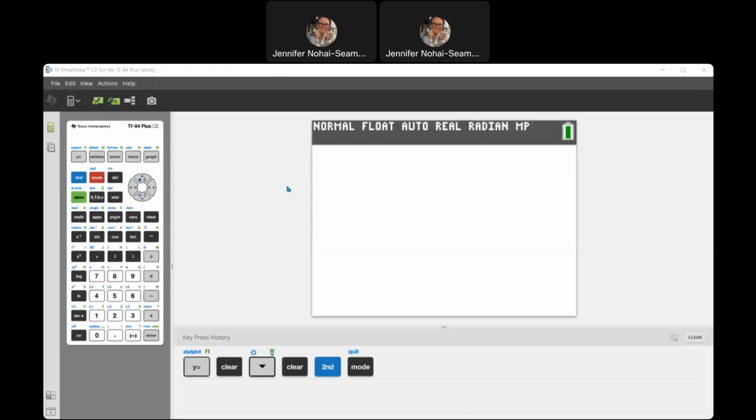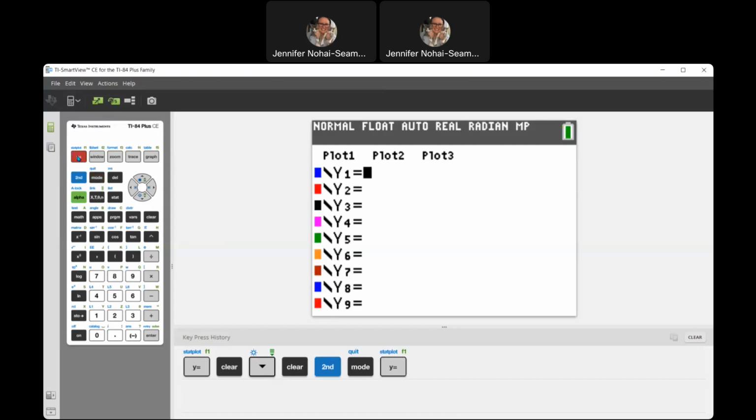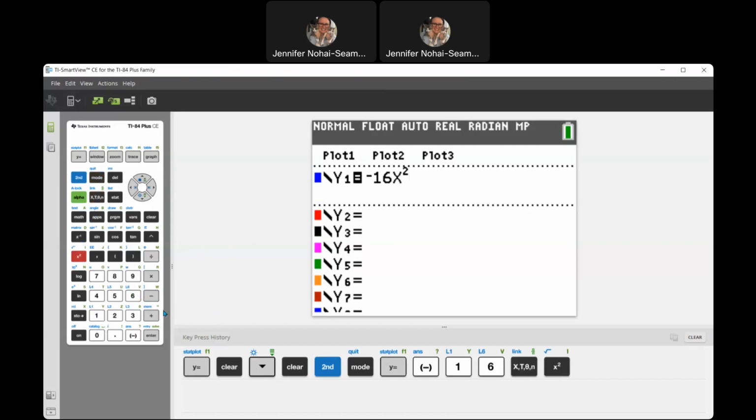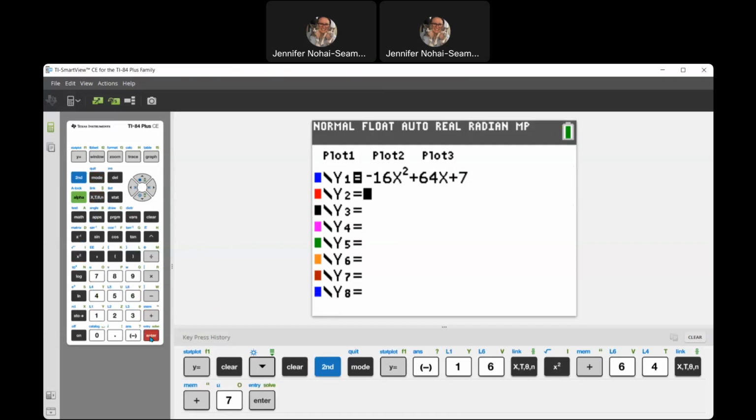Okay, I am on my TI calculator here, and so I will go to the y equals. And like I said before, I'm going to type in negative 16x squared plus 64x plus 7 in y1, and y2 will be 0 because remember, I'm trying to find out where it lands. The ground is 0 in height. Also, it's considered the x-intercept.